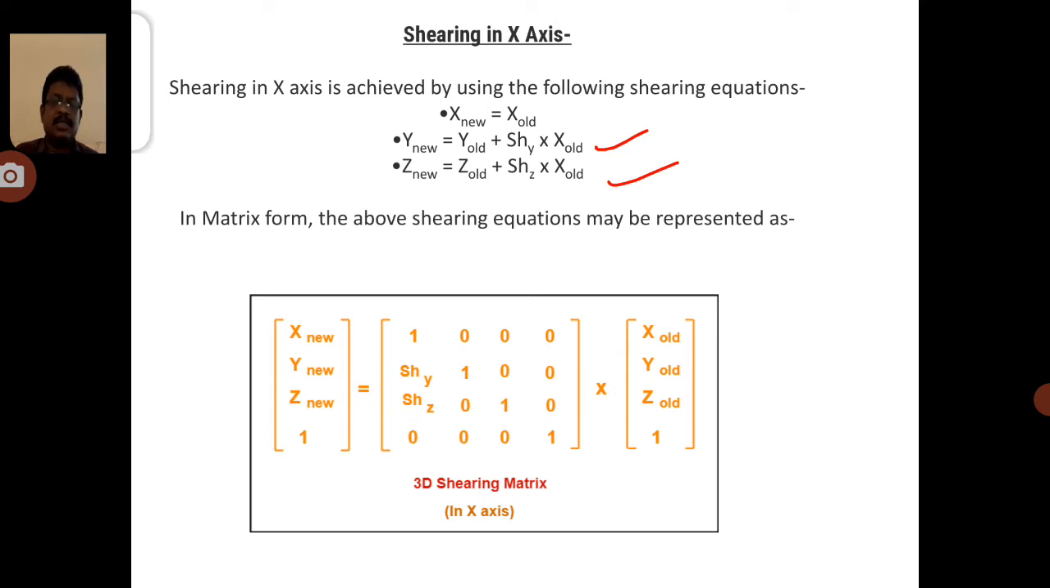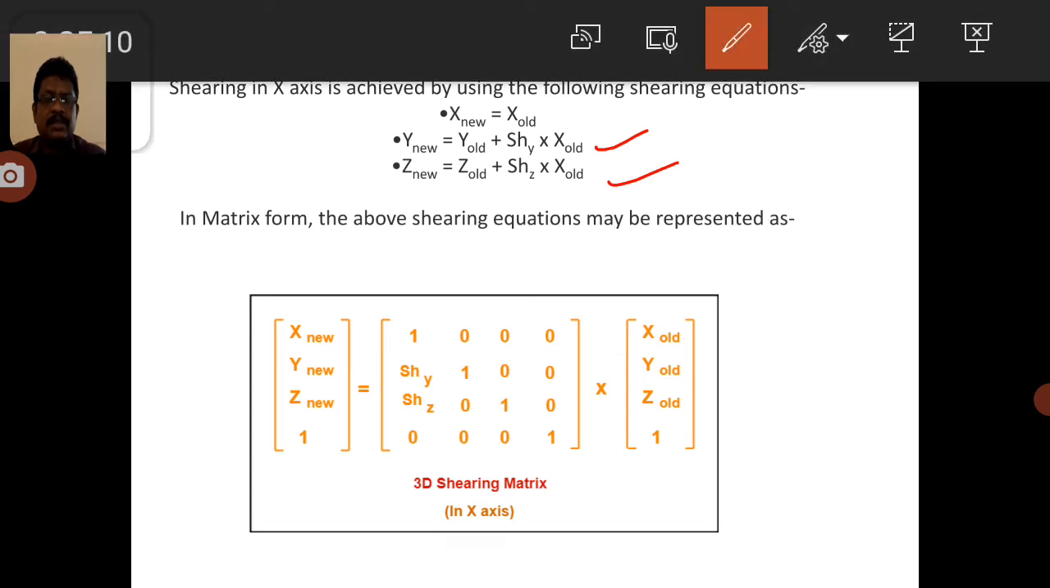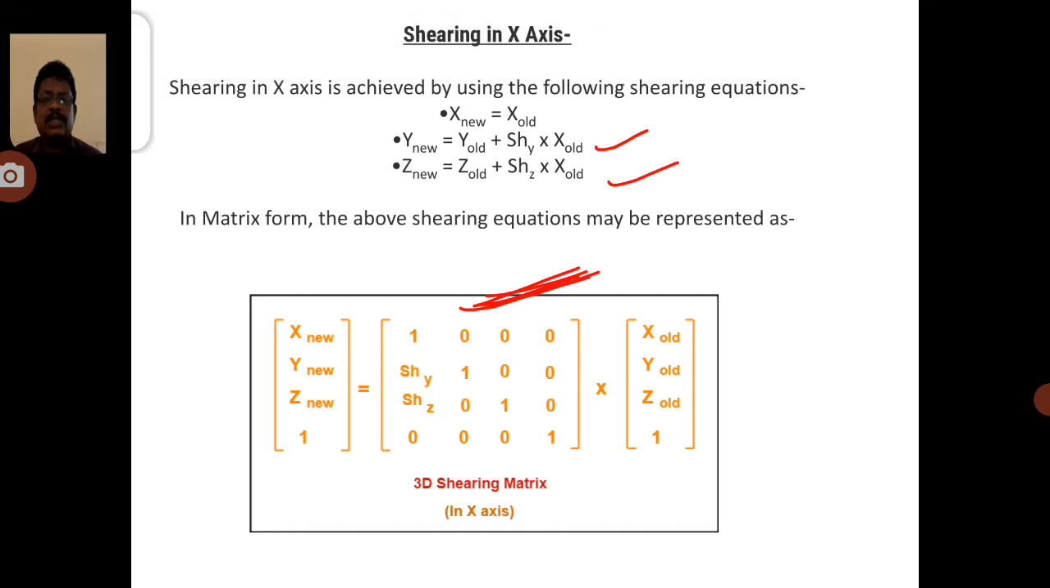Similarly, you can write it in the matrix order, the homogeneous form, that is x new, y new, z new and 1, equals, and here you can observe there is no SHX. Why will it not consider SHX? You can observe that in this notation there is no SHX value because of the shearing on the x-axis. That's why we don't consider that SHX. The remaining values are the same, that is the homogeneous matrix.